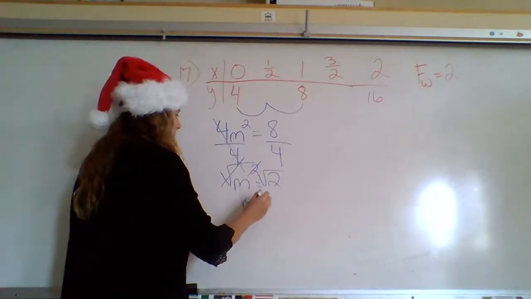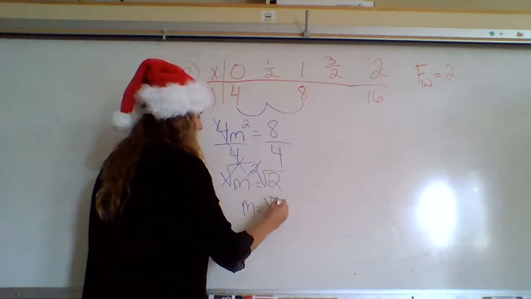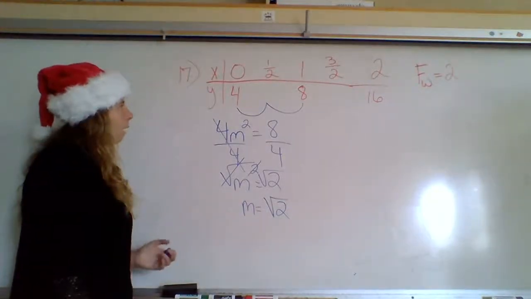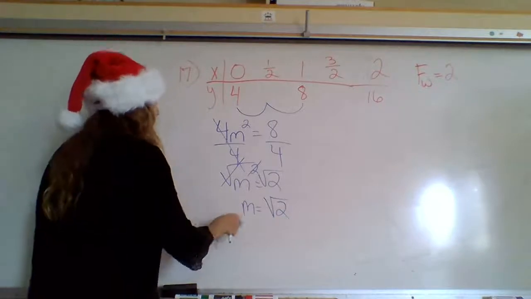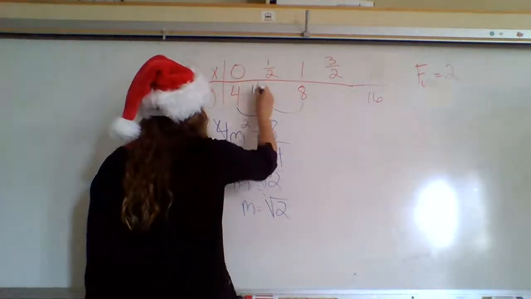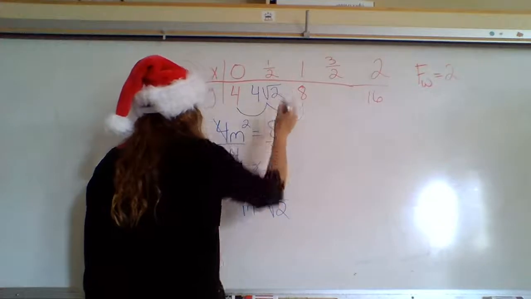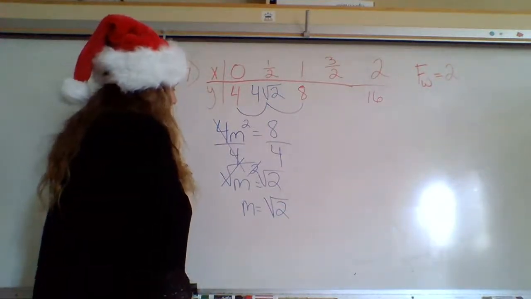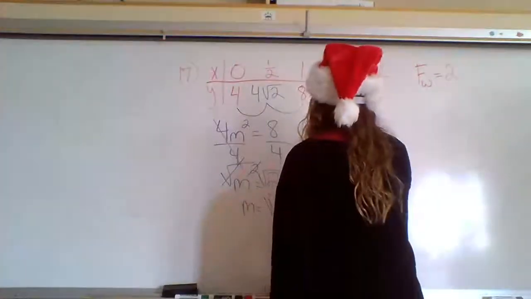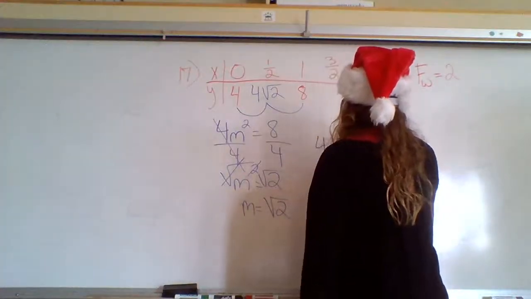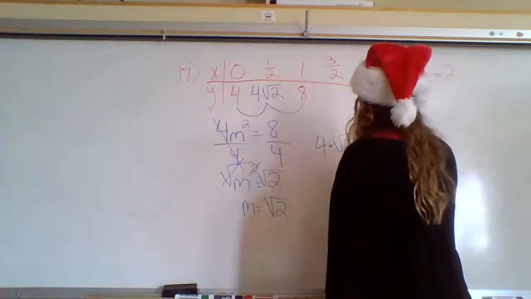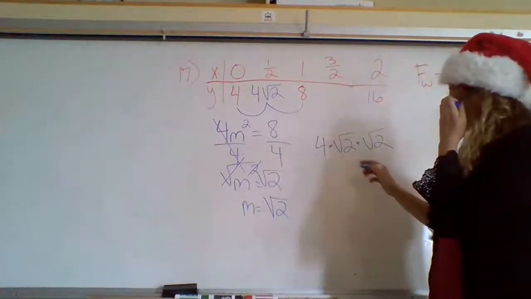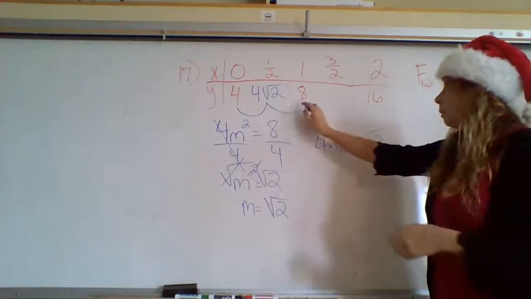M equals, just leave it, don't change it into a decimal, the square root of 2. Now you can fill in your table. So I have 4 times the square root of 2, which once again would be some decimal, just leave it like that. And then to get 8, that's 4 times the square root of 2 times the square root of 2.